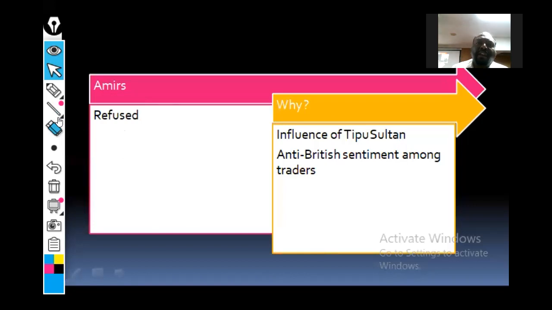They don't have that capacity. And British also sent their emissaries, but they were not honored. Why? Because Sindh was having anti-British sentiment because of Tipu Sultan. Tipu Sultan is a Muslim, so they are supporting another Islamic kingdom in South India.